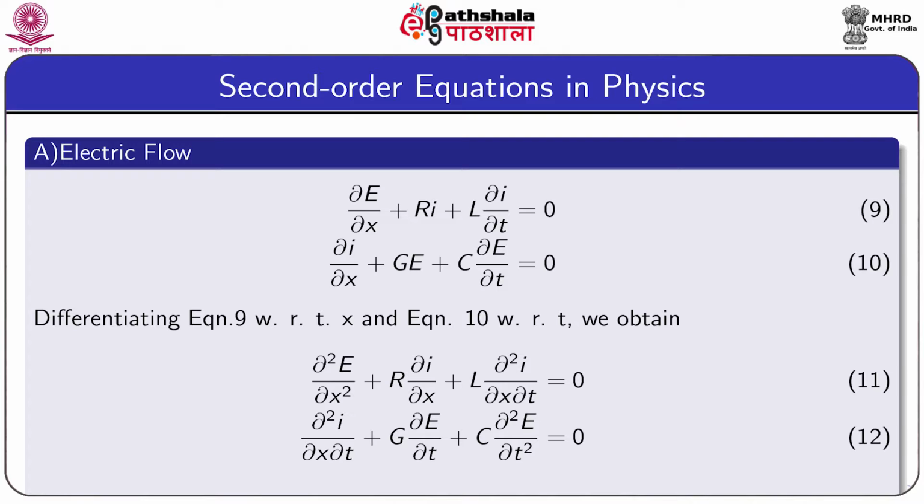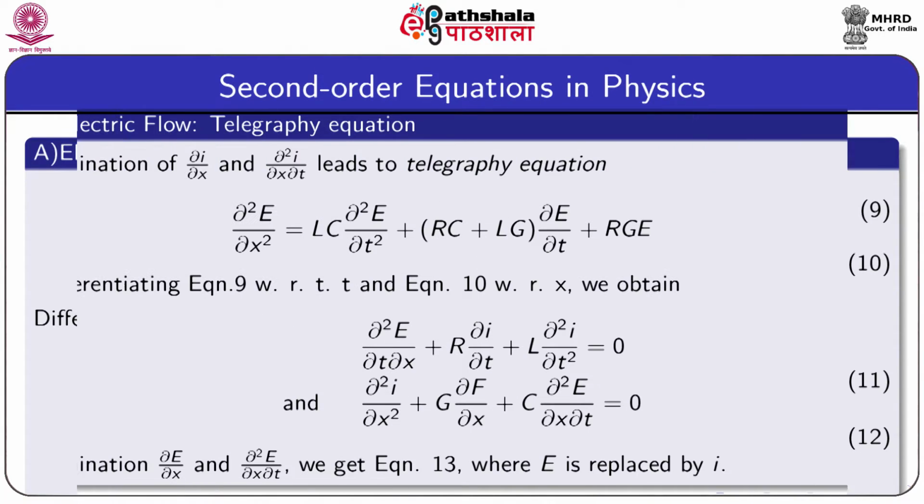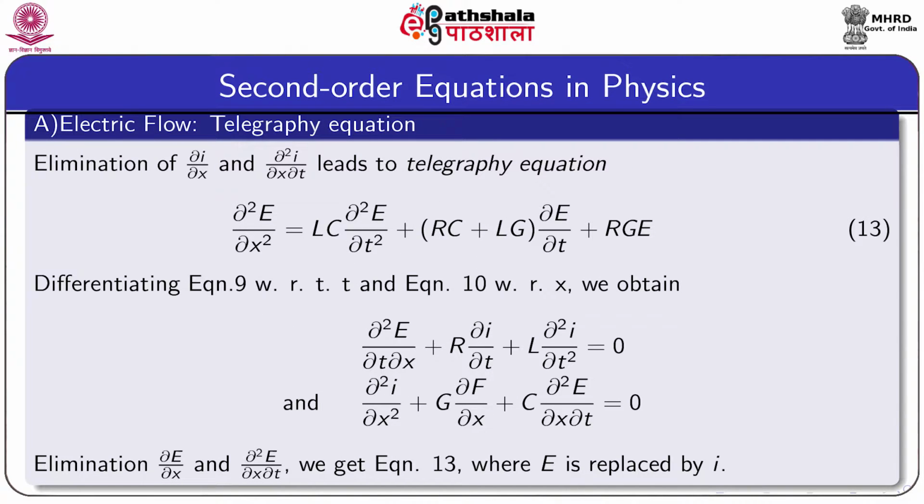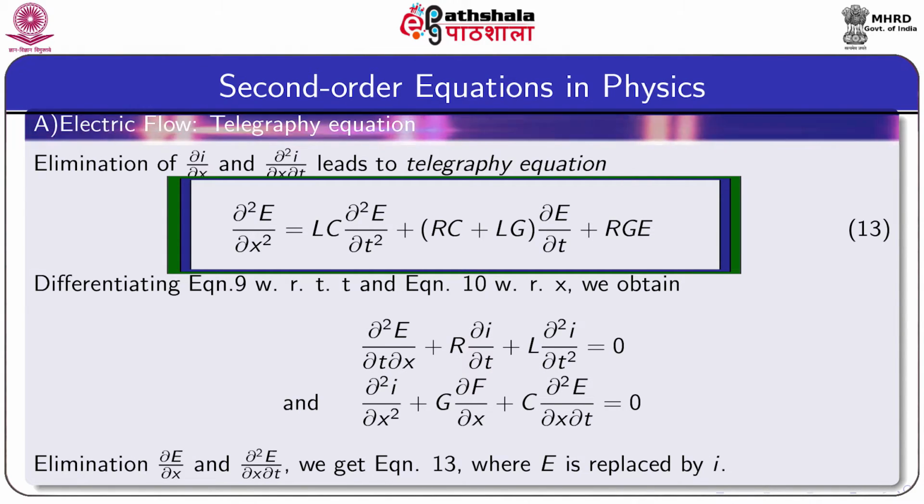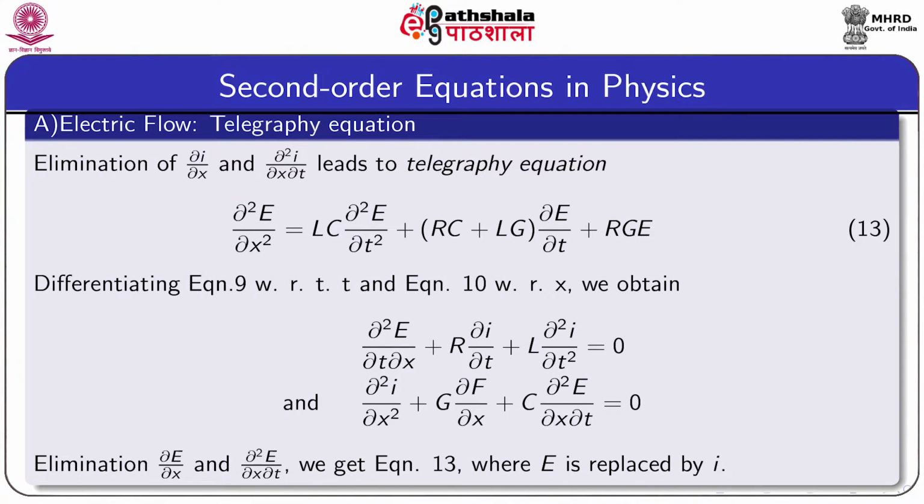So, from equations 10, 11, 12, eliminating the variable I, we can obtain a relation which is written in equation number 13: del 2E del x square equals L C del 2E del t square plus (R C plus L G) into del E del t plus R G E. This equation is known as the telegraphy equation, and it is an equation with unknown function E.